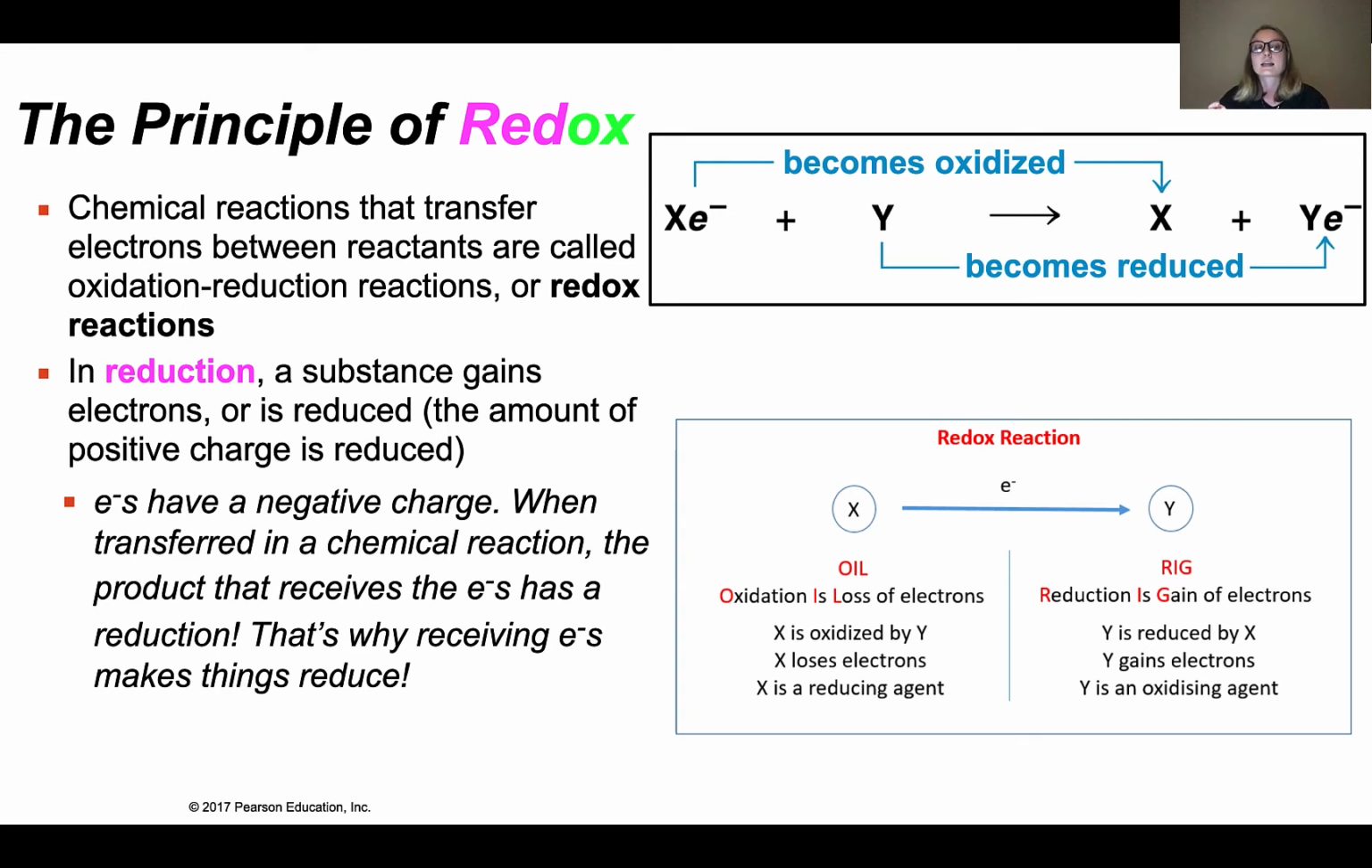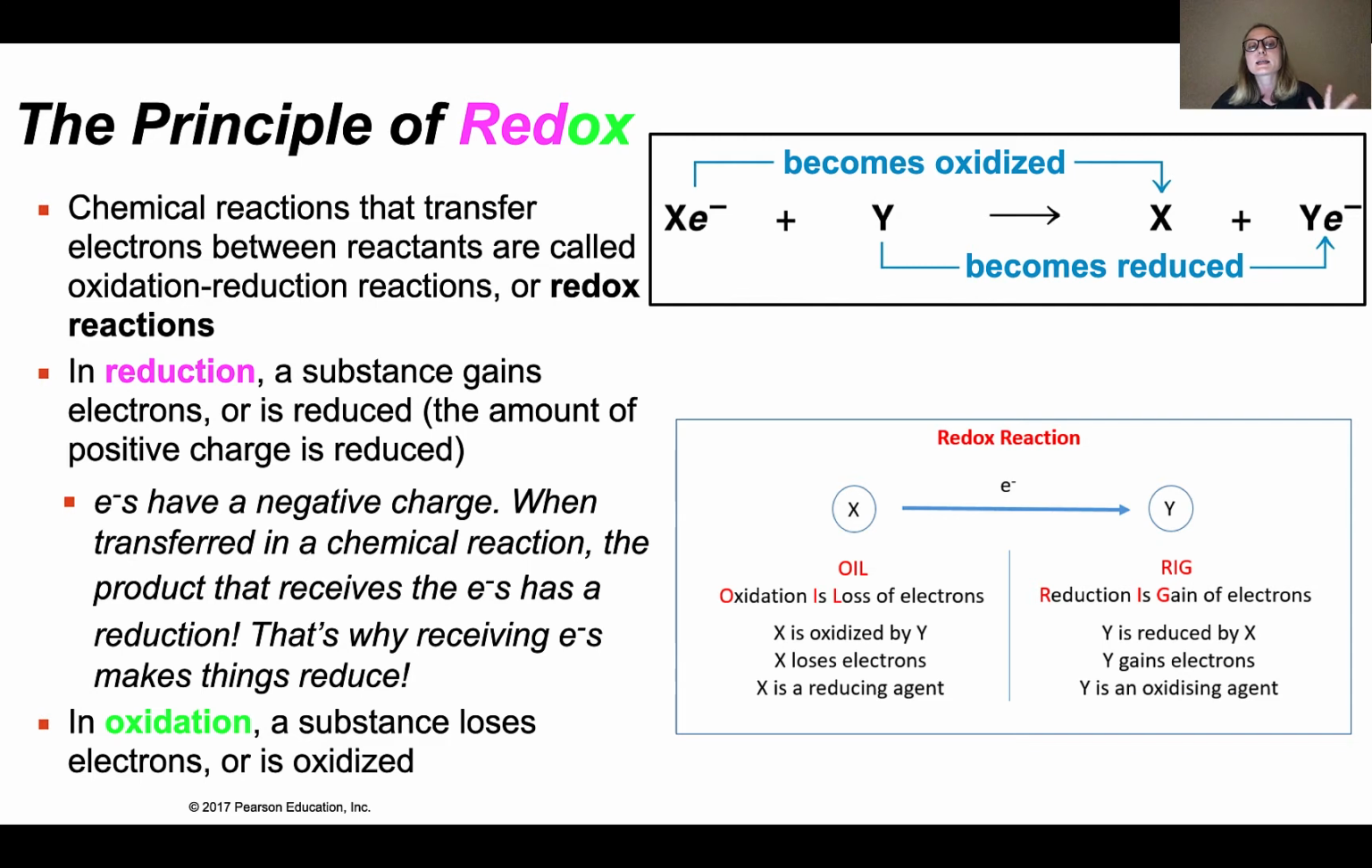Let me say that again. The electrons have a negative charge, and whenever those are donated to a product, that product's charge is now decreasing and experiencing a reduction. In oxidation, a substance is losing its electrons, or it's oxidized.